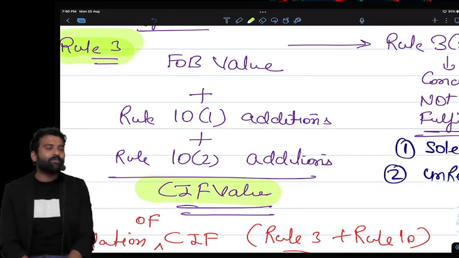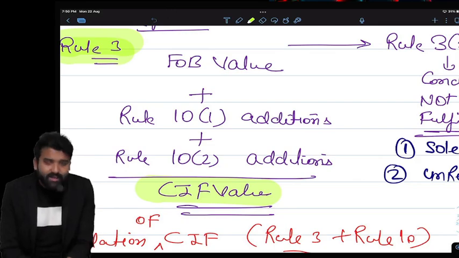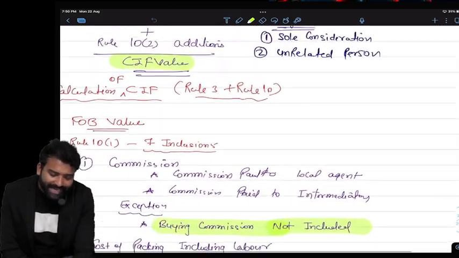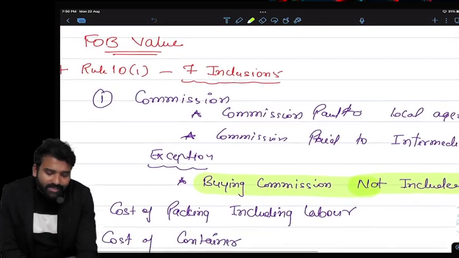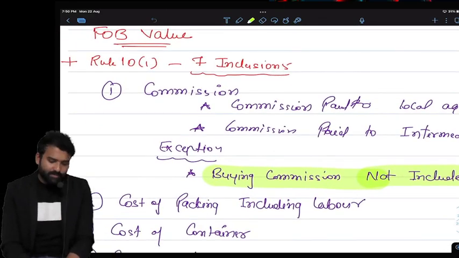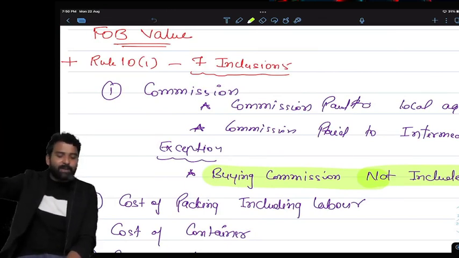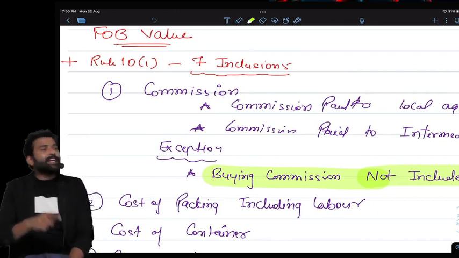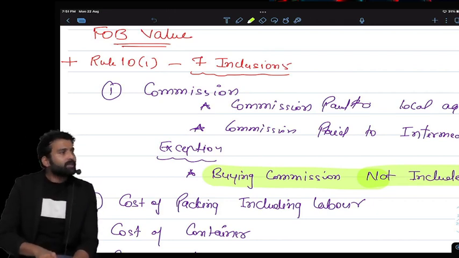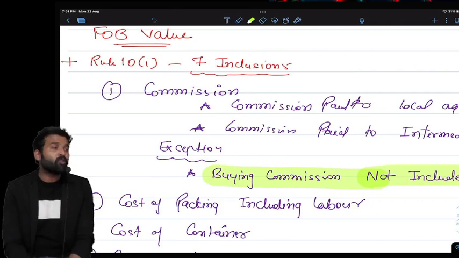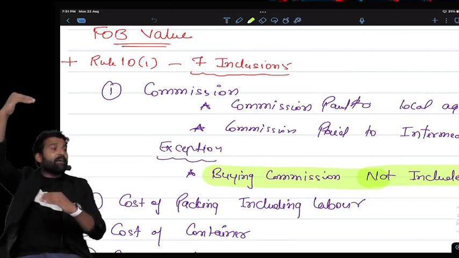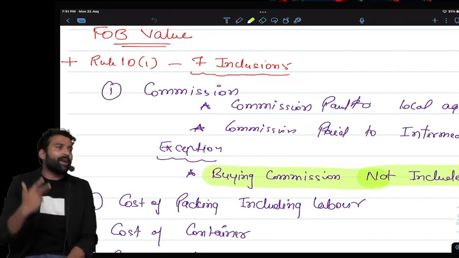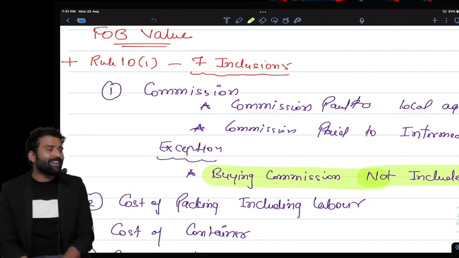Now we have to understand what are the additions in rule 10.1 and what are the additions in rule 10.2. First, there are 7 inclusions in rule 10.1. It means in the FOB price, I have to add all these items in 10.1 and then 2 inclusions in 10.2. Then we will arrive at CIF. So from FOB to CIF, we have a total of 9 additions, 7 additions in 10.1 and 2 additions in 10.2. So what are these 7 inclusions in 10.1?